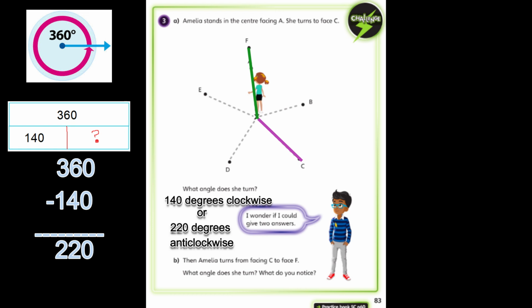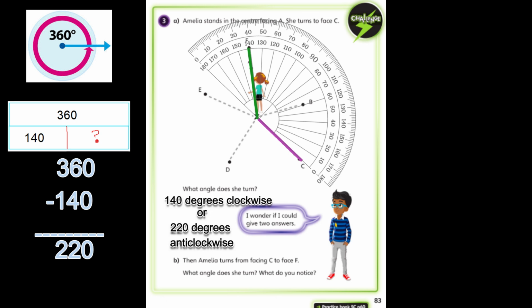So if I lay down my protractor and measure the angle from C to F, I think it's going to be the exact same thing as it was from A to C. Let's double check just to be sure. All right, so I laid it down and I follow my scale, and sure enough, it measures 140 degrees.